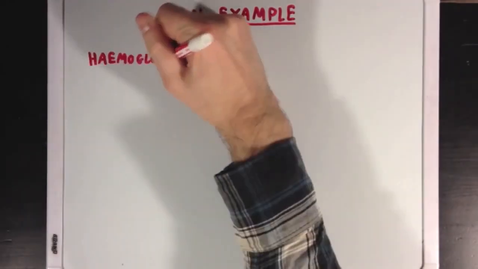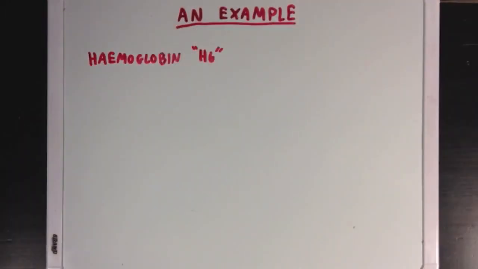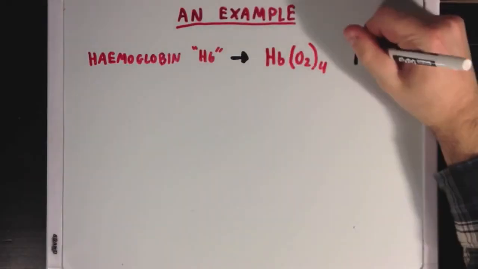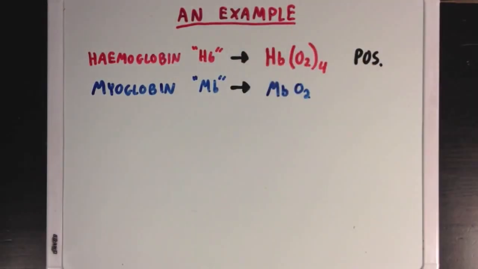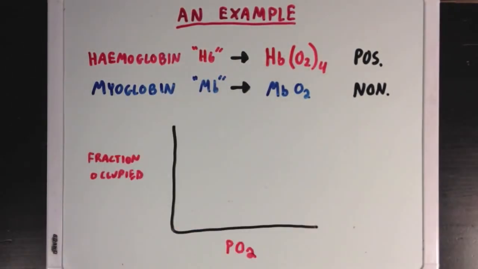So hemoglobin, or Hb, is the oxygen-carrying molecule that you find in human blood, and it can bind up to a total of 4 oxygen molecules, and it exhibits positively cooperative binding. Myoglobin, on the other hand, which is the oxygen-carrying molecule that you find in muscle tissue, can only bind 1 oxygen molecule in total. And since it can only bind 1, it must exhibit non-cooperative binding, since there's no subsequent substrate to speak of.